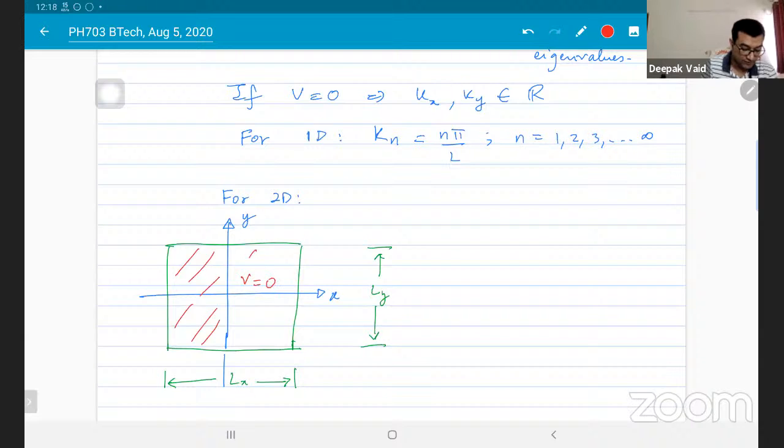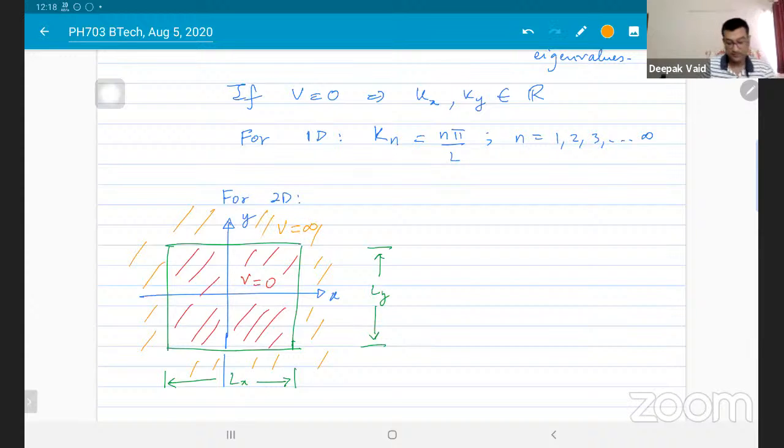We can say V is equal to 0 inside the box. Outside the box, V is equal to infinity. So this is our infinite potential well.